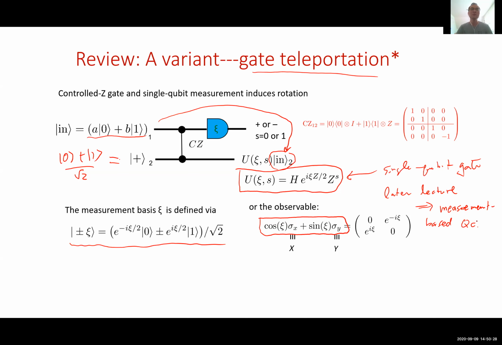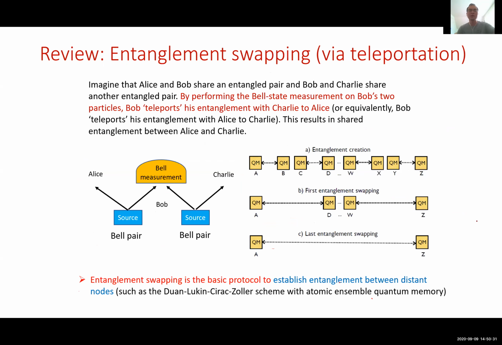Okay. So the next topic is entanglement swapping. This is essentially an extension of teleportation, meaning that if you have two pairs of entangled states, and for example, Bob has possession of the two particles, he can perform the Bell measurement, and at the end, this state is teleported to Charlie. The upshot is that the entanglement between Alice and Bob is actually transferred to Alice and Charlie. So in this way, you can establish a longer entanglement.